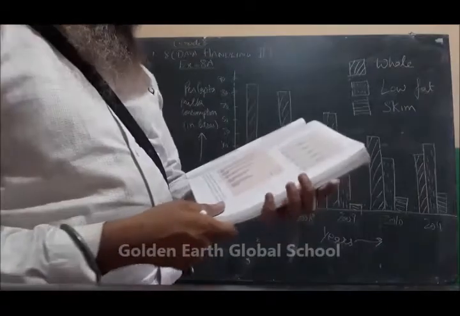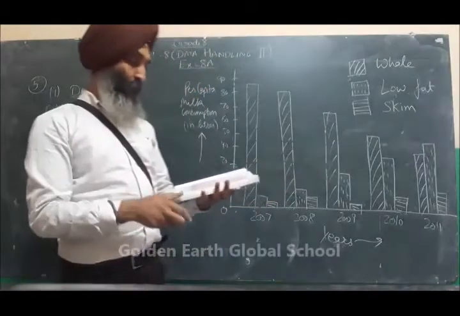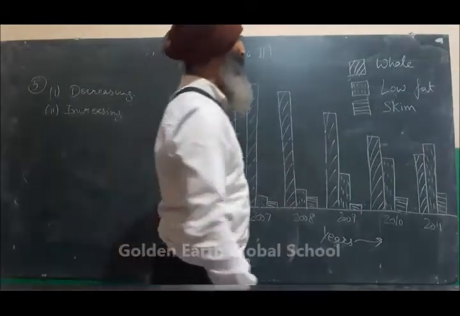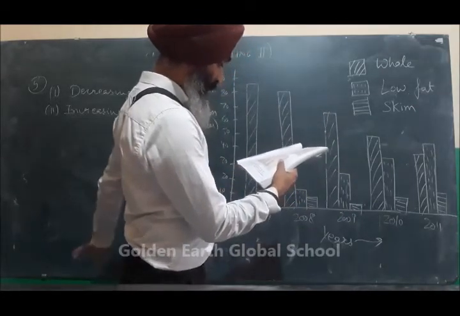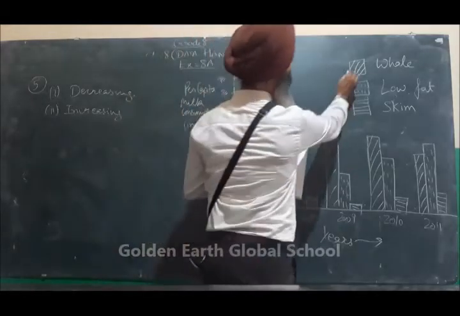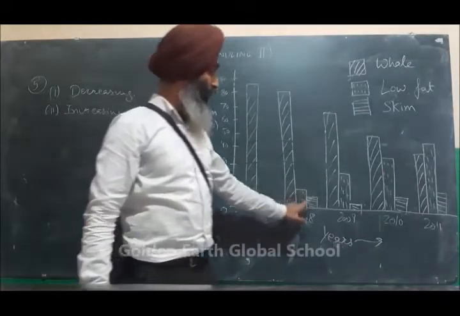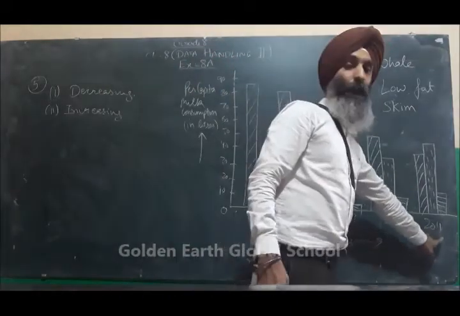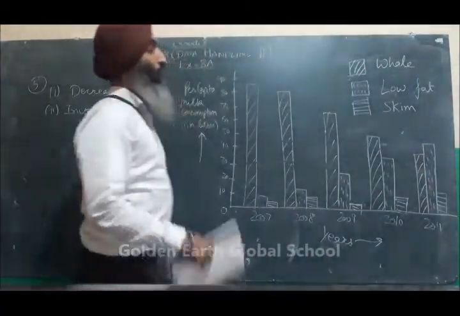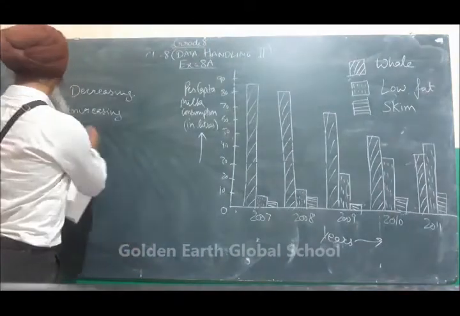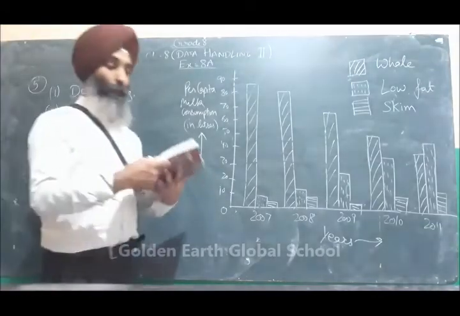Now the third one is, in which year did the low fat milk consumption surpass the whole fat? Surpass means it overcame it. So in which year does the consumption of low fat surpass the whole fat? It is clear it is lower, lower, lower, but in 2011, the consumption of low fat is more than the whole milk. So the answer of the third part is 2011, because it is talking about which year.